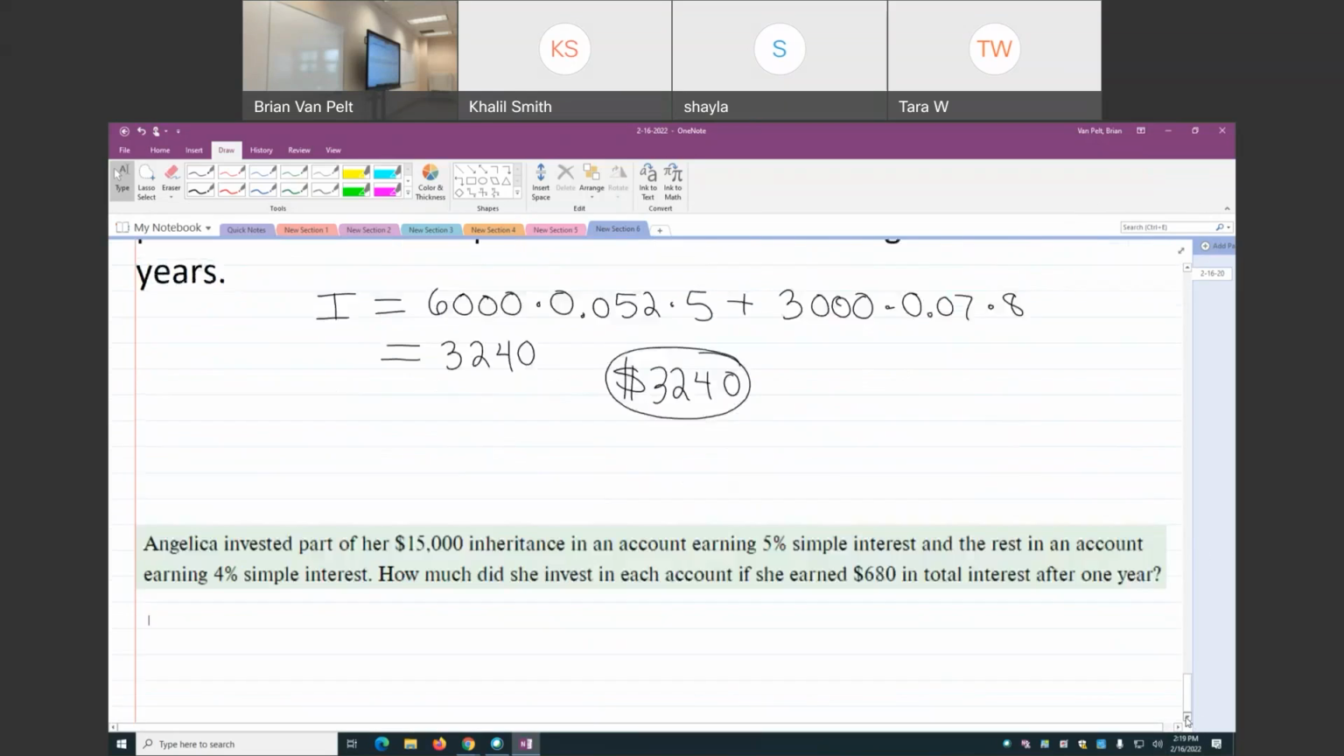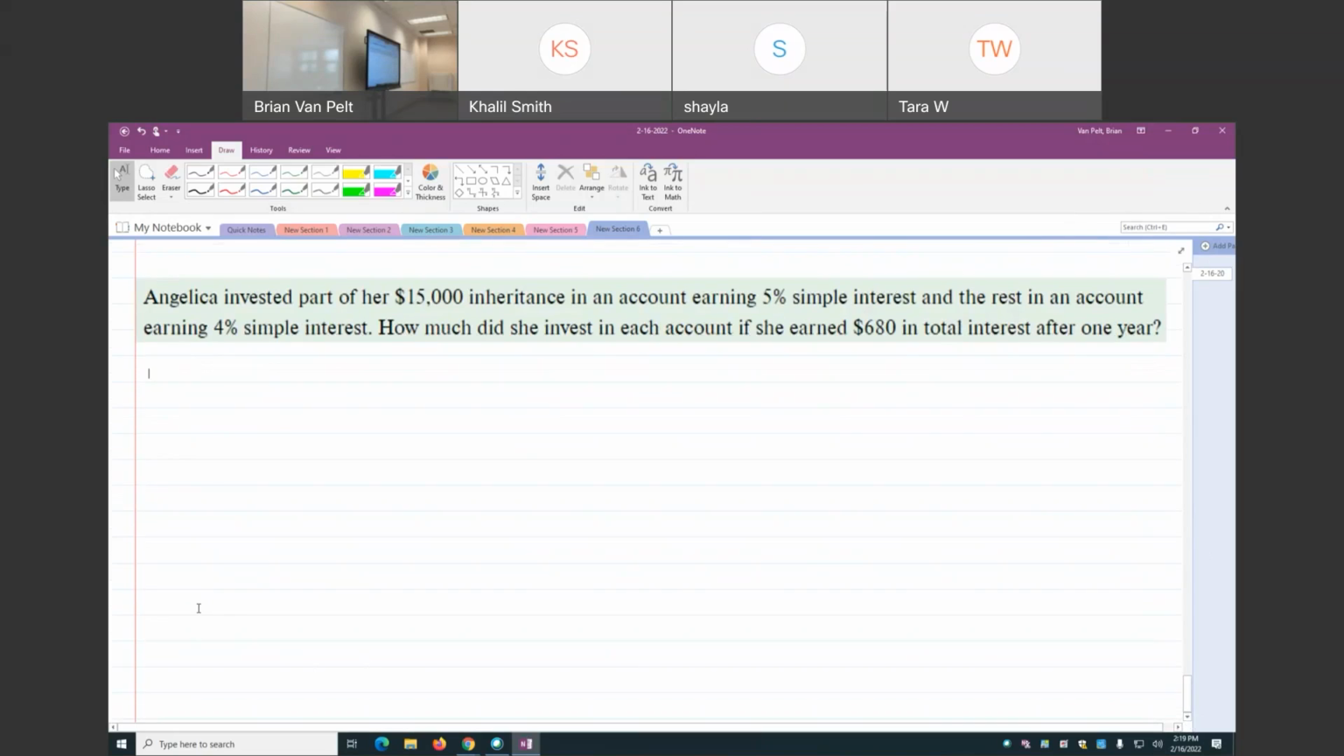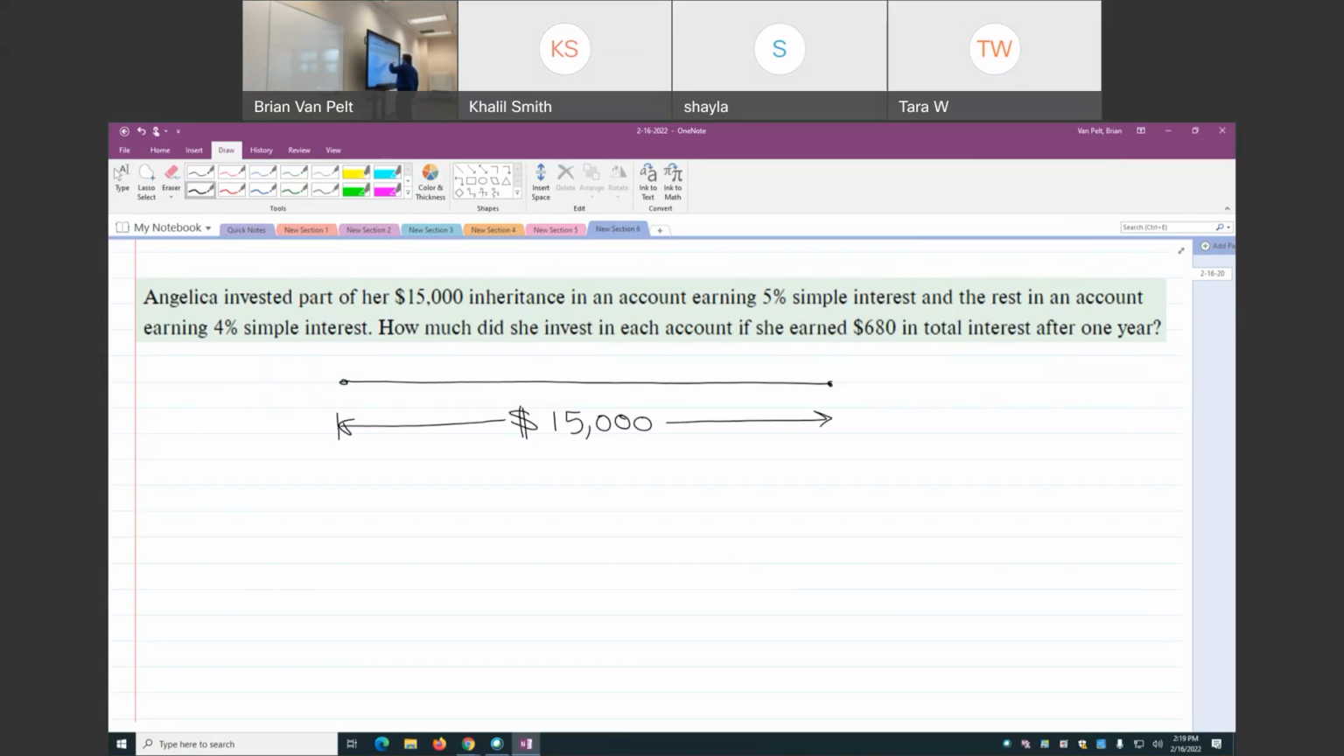So what do we do when we have a situation like that? So she is investing $15,000, but we don't know how much she's putting in each. She's got $15,000 total. We don't know how much she invested at 5%, so I don't know that. It's not a bad idea to call that X. The rest of it was at how much percent? Can you give me a description of the rest?